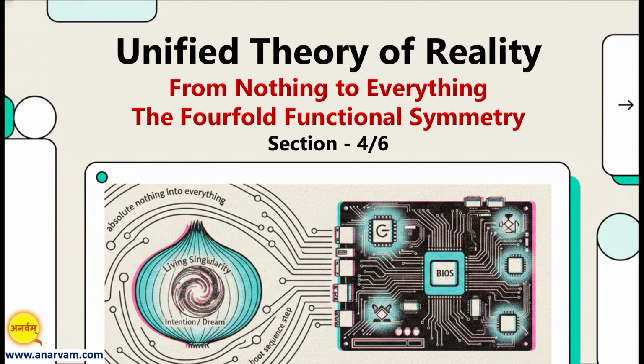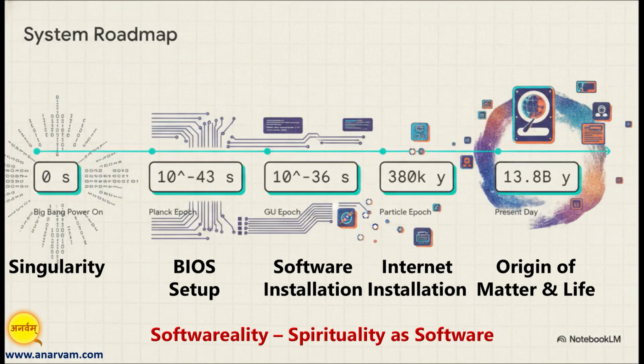So today, in Section 4, we're going to examine the step-by-step mechanism of how that formless singularity expands from absolute nothingness into, well, everything. And we're going to explore this rigorous, software-driven framework by mapping it to something we all use every single day, a literal computer boot sequence. Think of the standard chronology of our universe as a system roadmap. We're talking about a timeline that shows exactly when the universe powers up, formats its drive, and installs the software of reality over a 13.8 billion-year lifespan.